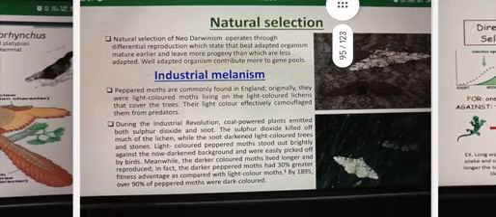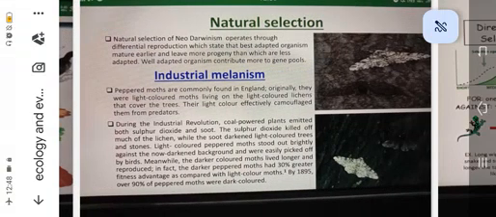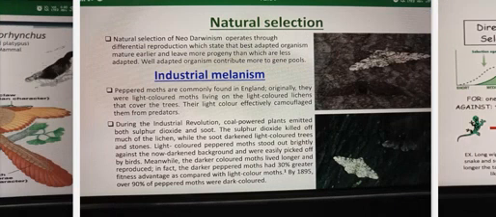Natural selection, industrial melanism. Natural selection of neo-Darwinism operates through differential reproduction, which states that best adapted organisms mature earlier and leave more progeny than those which are less adapted. Well adapted organisms contribute more to gene pools. Industrial melanism. Peppered moths are commonly found in England. Originally, they were light-colored moths living on the light-colored lichens that cover the trees. Their light color effectively camouflaged them from predators.